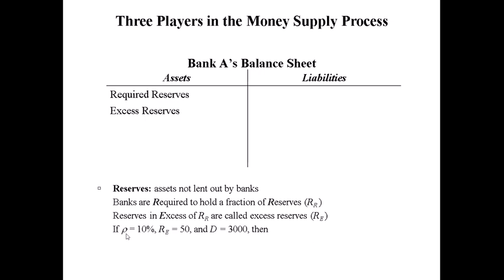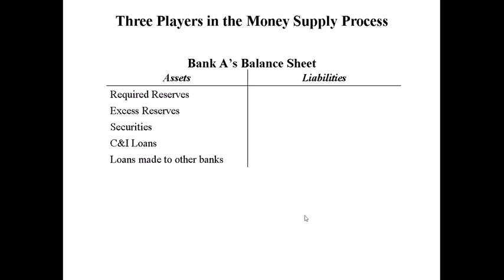If, for example, the reserve requirement ratio is 10%, and demand deposits are $3,000, then the bank is required by law to hold $300 in reserve. They're required to hold reserves of $300. And then total reserves would be the required reserves plus excess reserves. So if excess reserves are 50, then total reserves of this particular bank would be $350.